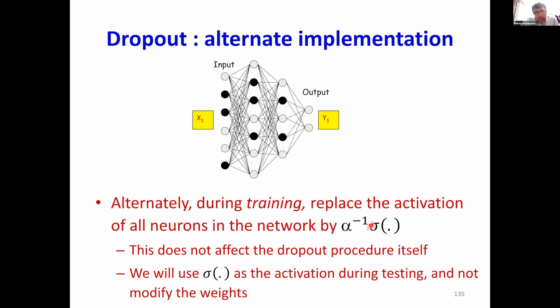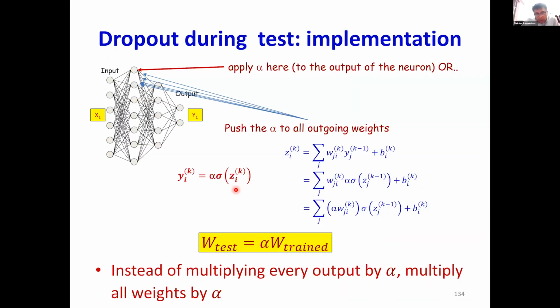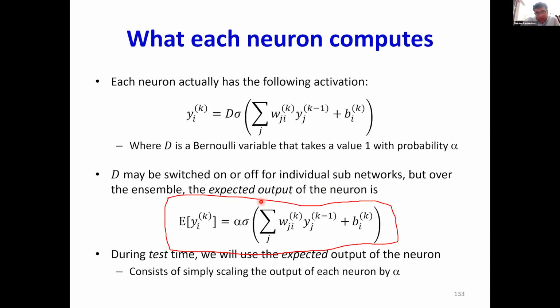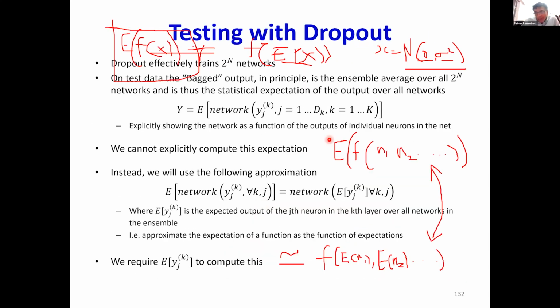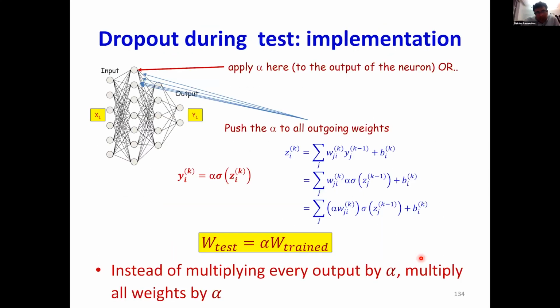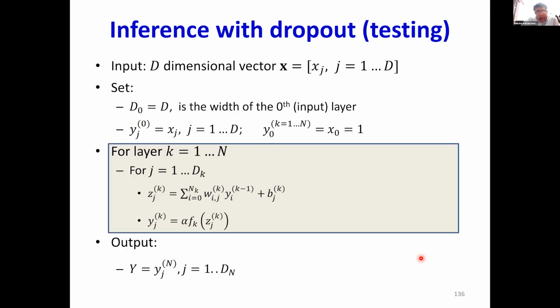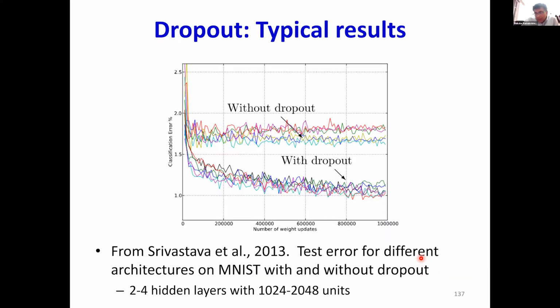But the bottom line is that what we are really doing is that we are multiplying the outputs of the individual neurons by alpha. And is that the accurate thing to be doing? Is that the theoretically correct thing to be doing? Yes, no? No, it's an approximation, right? Because what we wanted was this guy. What we are computing is this guy, and that can be computed by multiplying the activations by alpha. And that's going to be dropout.